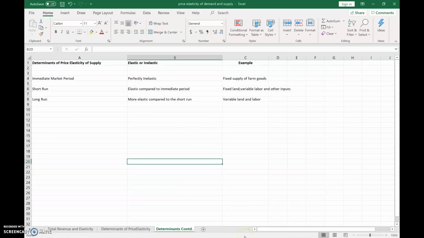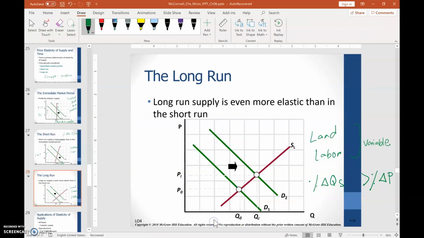Okay, so here I have summarized the immediate market period, the short run and the long run. And if you look at the demand and supply curves, this will make sense. And as you can see here, in the long run, the supply curve is relatively flat. That's it for now.